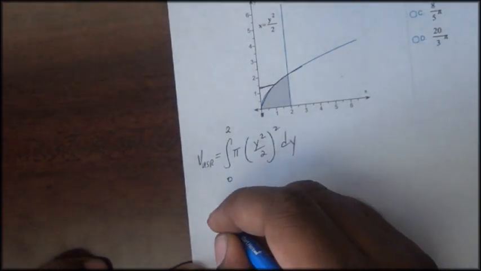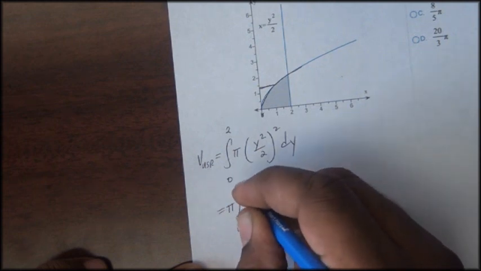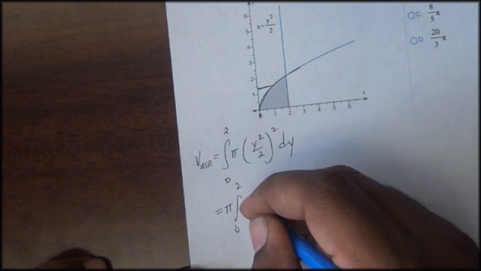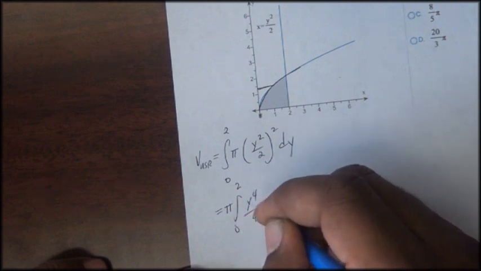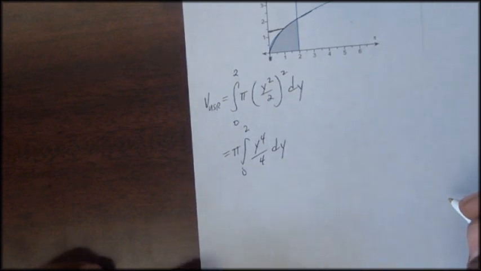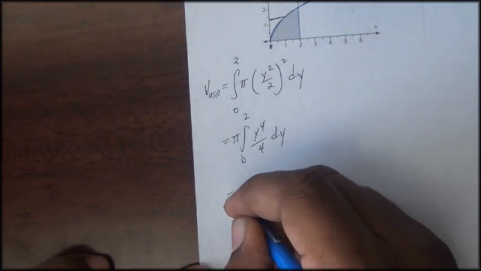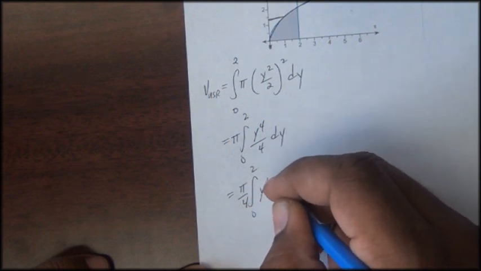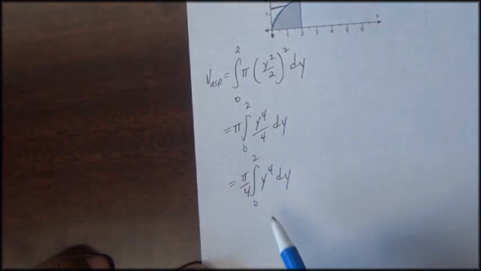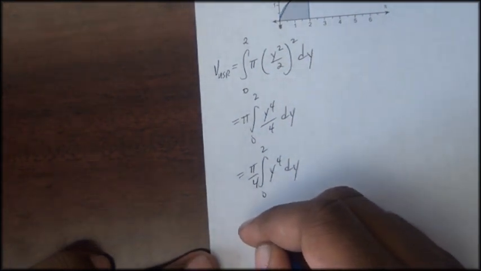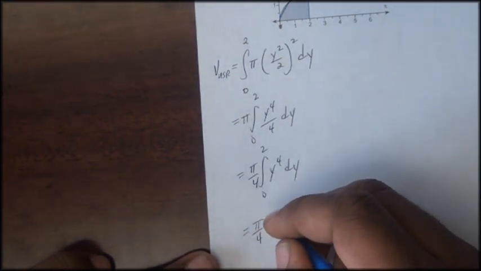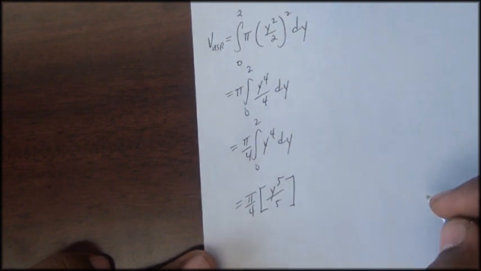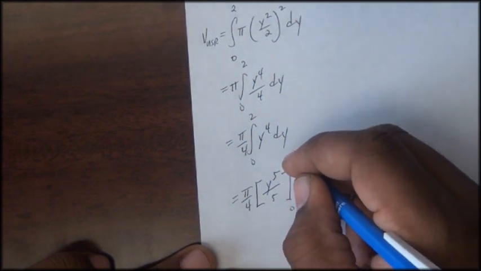So I'll pull pi in front of the integral operator, and I'll square the quantity y squared over 2, which gives us y to the 4th over 4 dy. I'll pull 1/4 in front of the integral operator, and we'll take the integral of y to the 4th dy. The integral of y to the 4th dy is y to the 5th over 5. And we're going to integrate that from 0 to 2.